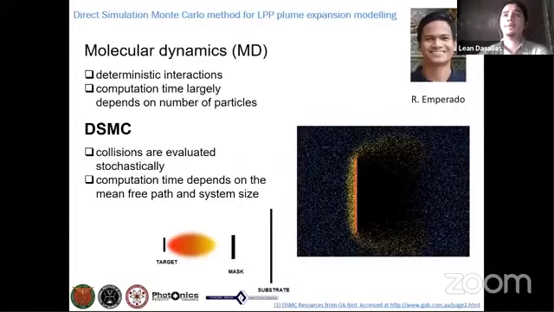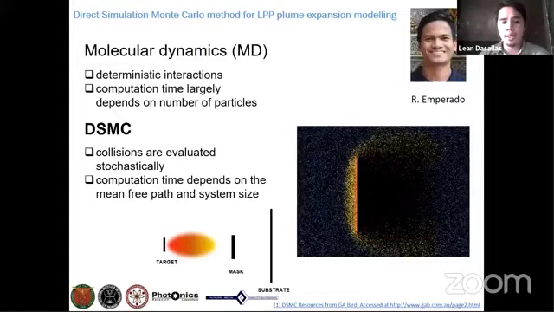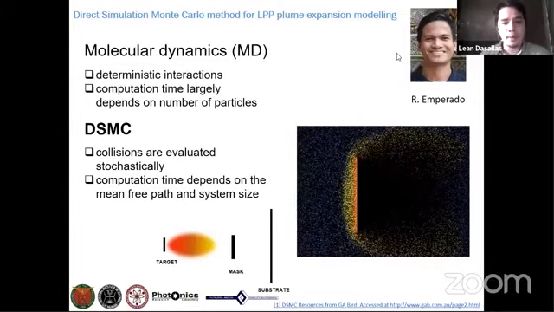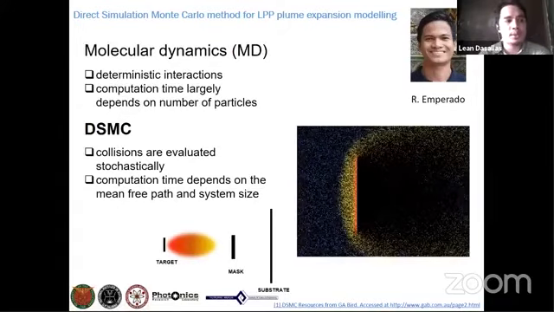On the transfer mechanism from the ablation to the deposition part, this is currently done by our colleague, Romil Emperado. But the point of this investigation is to investigate the dynamics of transfer from the ablation to the deposition part. And as we can see, this part will play an important role in the deposition because of the physics and chemistry of the transfer of material from the target towards the substrate.